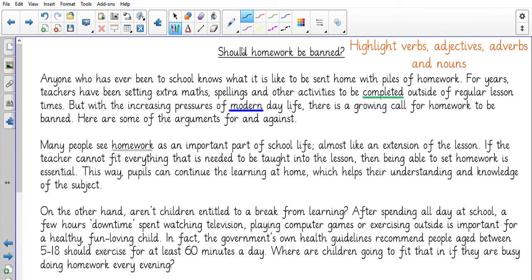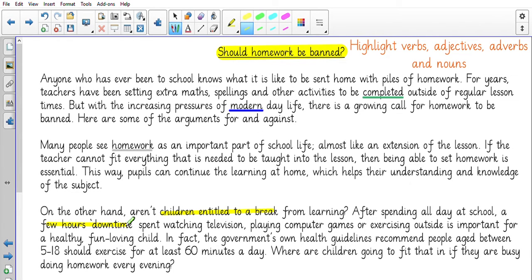So first of all, really easy. We've got the title, Should Homework Be Banned? Okay, and let's have a look. I'm looking for reasons for and against first of all. So should homework be banned? So if it's for, it's saying yes, homework should be banned. So here we've got children are entitled to a break. That's telling it's for. They spend all day at school, so they need a few hours downtime.